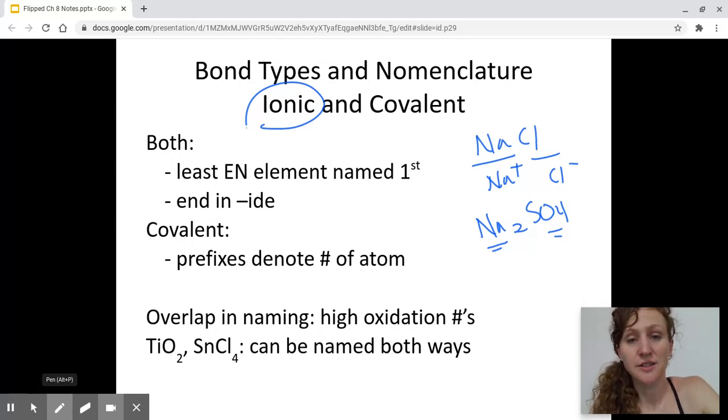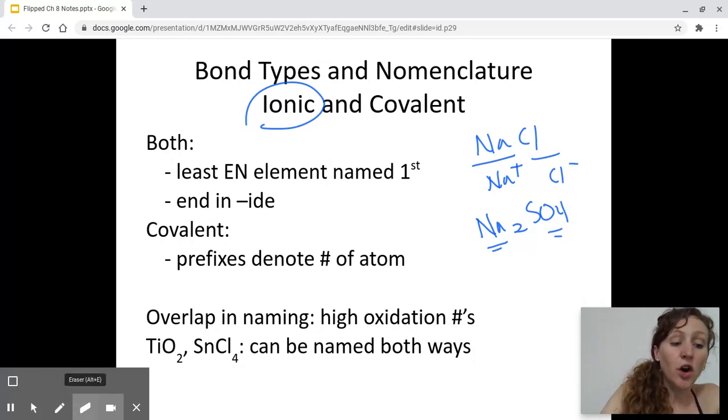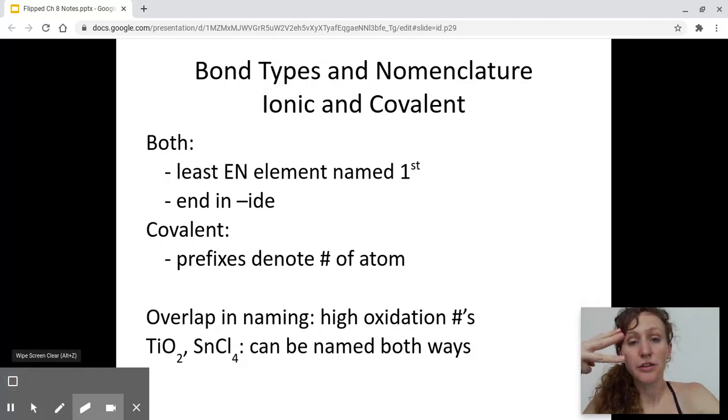Notice in ionic compounds, there's no prefixes that indicate the number of each ion because we can figure it out from the charges. Naming covalent compounds would be our third system. And naming covalent compounds, you don't have to know the names of anything except for the elements and also the prefixes, which indicate the number of things present.